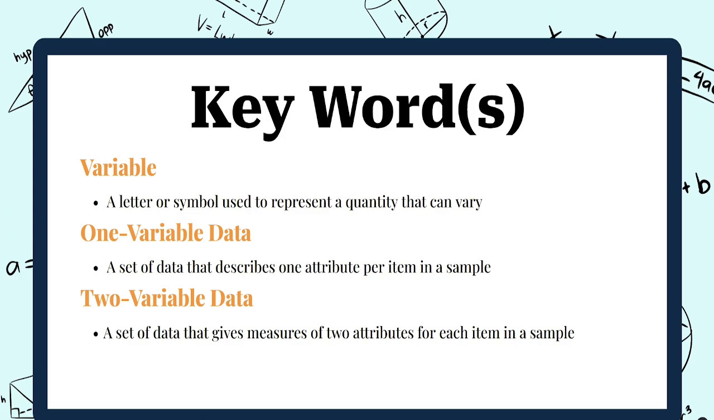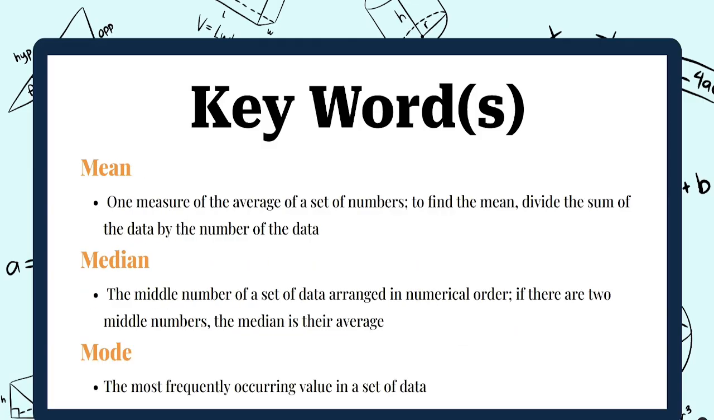Specifically looking ahead to our lesson regarding scatter plots, we're really looking at the relationship, the correlation between variables. So when we talk about one variable data, we're looking at a set of data that describes one attribute per item in a sample. If you hear two variable data, it's referring to a set of data that gives measures of two attributes for each item in a sample.